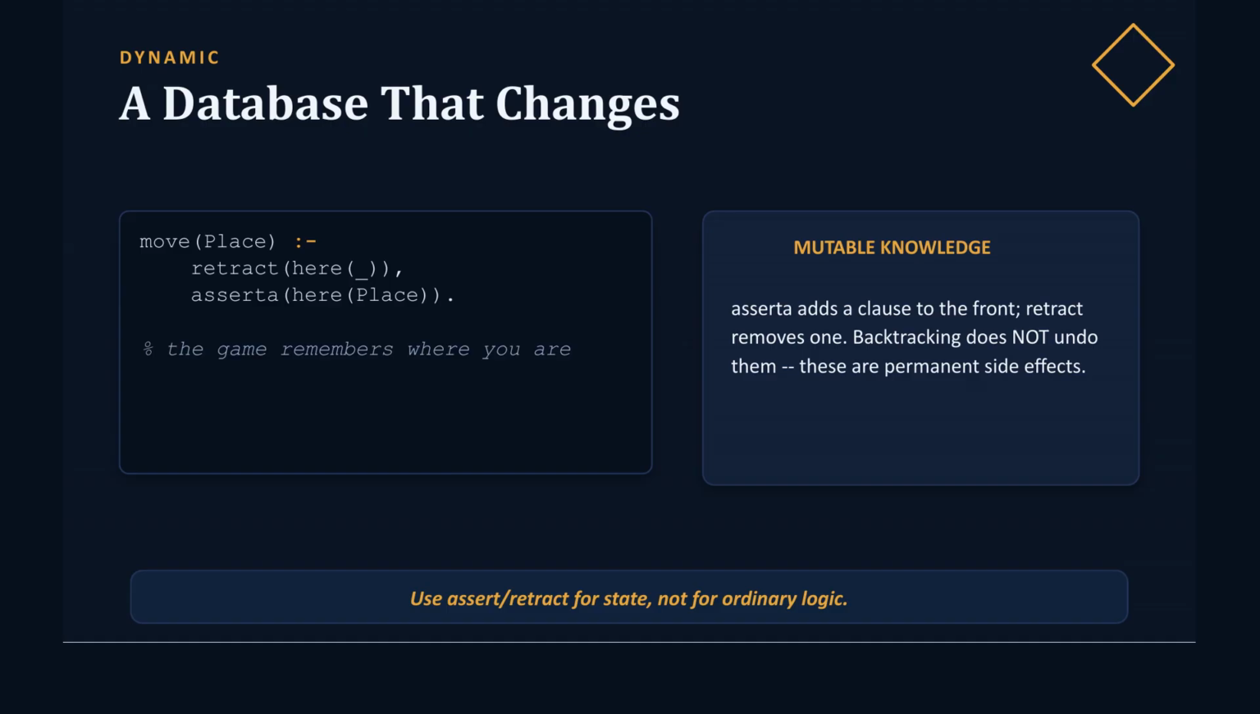This is how the game remembers where you are. To move, we retract the old here fact and assert the new one. One caution, carried over from cut: backtracking does not undo an assert or retract. These changes are permanent side effects, so use them deliberately for state, not for ordinary logic. This is exactly what lets a text adventure work.